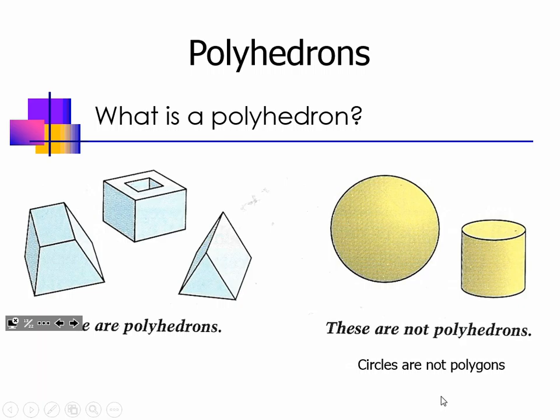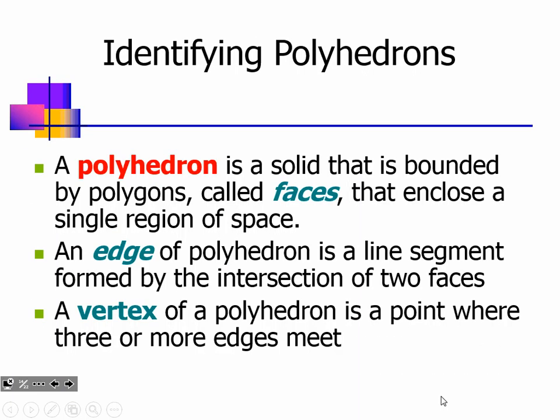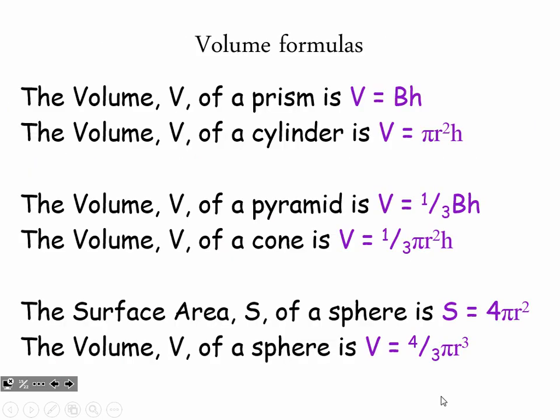And then polyhedrons. Basically, a polyhedron has no curves, no circles. It has to be made up of polygons. The faces have to be polygons. So you could copy down this definition, pause the video if you need to, because I'm just going to address it real quick and then move on. Just understand it's a solid that's bounded by polygons. The edge of the polyhedron is line segments, and the vertex is a point.